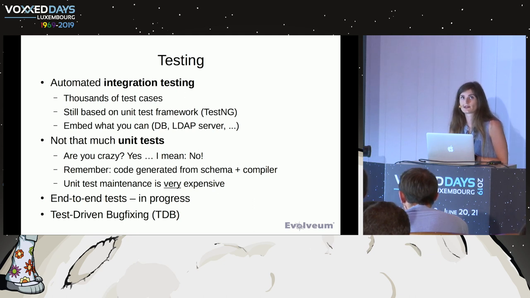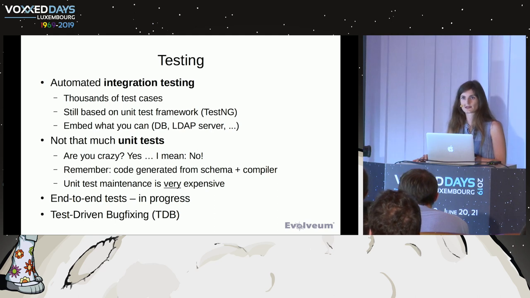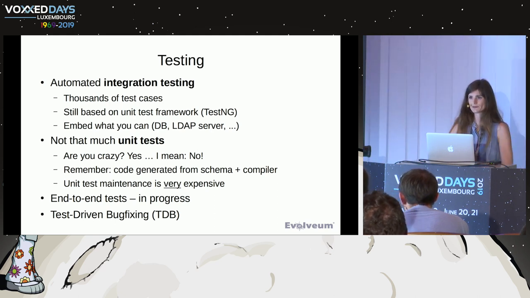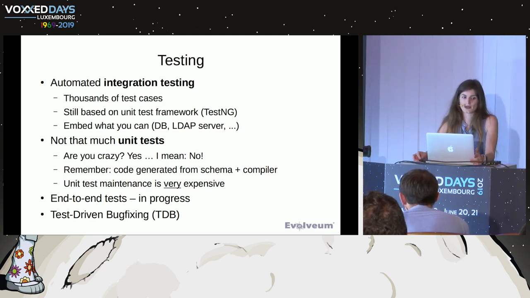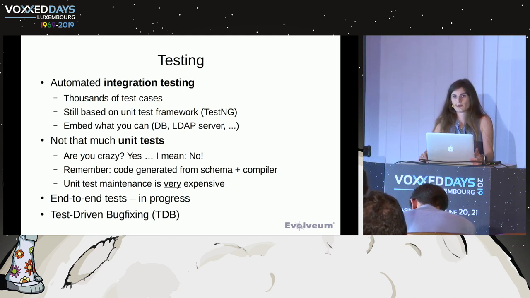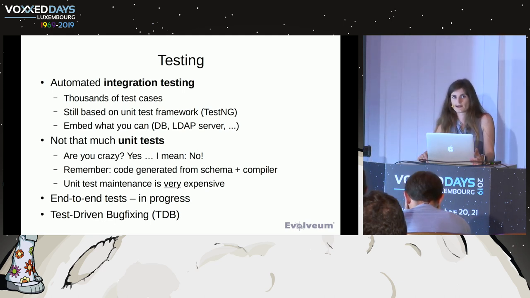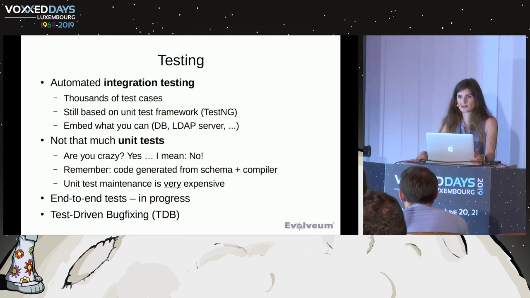But what is different is that in these tests, midPoint is instantiated in embedded form, and you can also instantiate an embedded LDAP server, a database, and everything. So this is very good because we do something we call test-driven bug fixing. It means that if some client comes to us that there is a bug and we need to fix it, we don't fix it blindly, but we first write the test. And usually not one test, but several tests to test different cases, and then fix it. And therefore now we have around 8,000 tests.